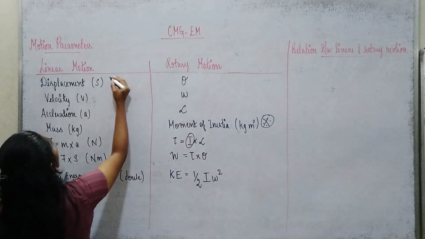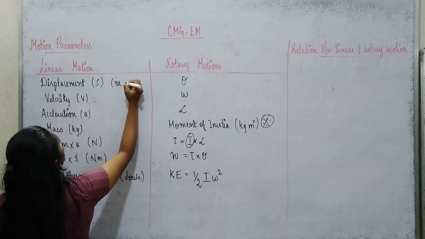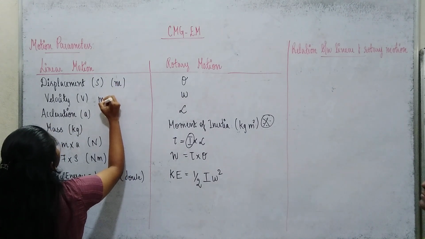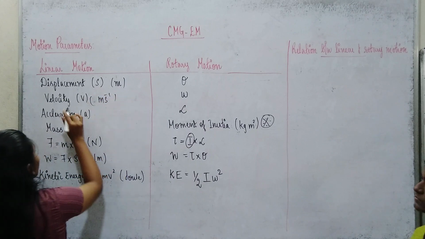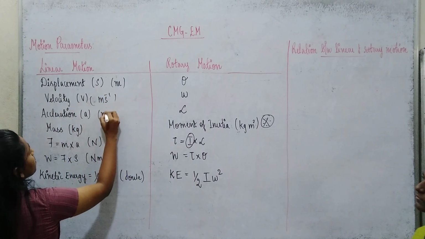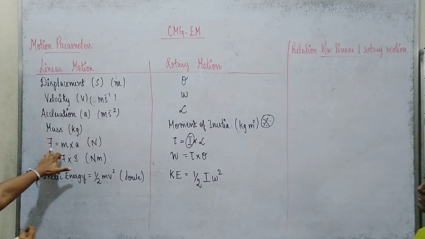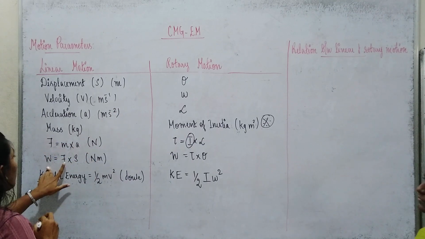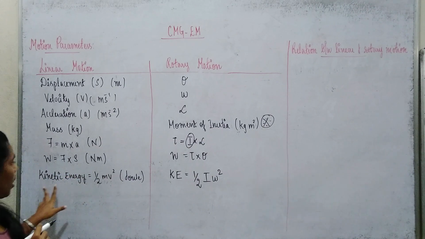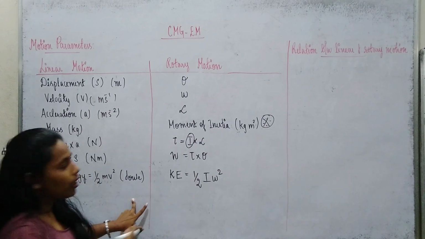So the SI unit of displacement, meter, per second for velocity. For acceleration, it is meter per second square, and for mass kg, for force Newton, for work it is Newton meter, and for kinetic energy it is joule.